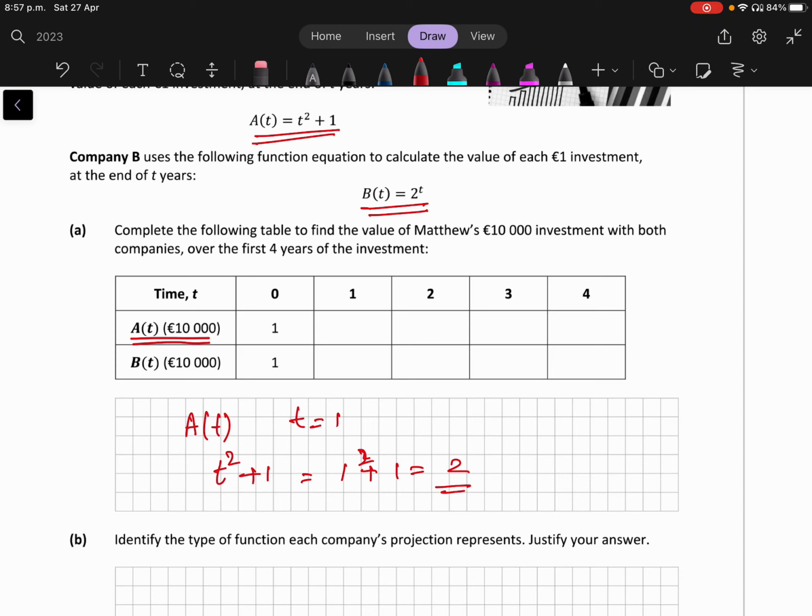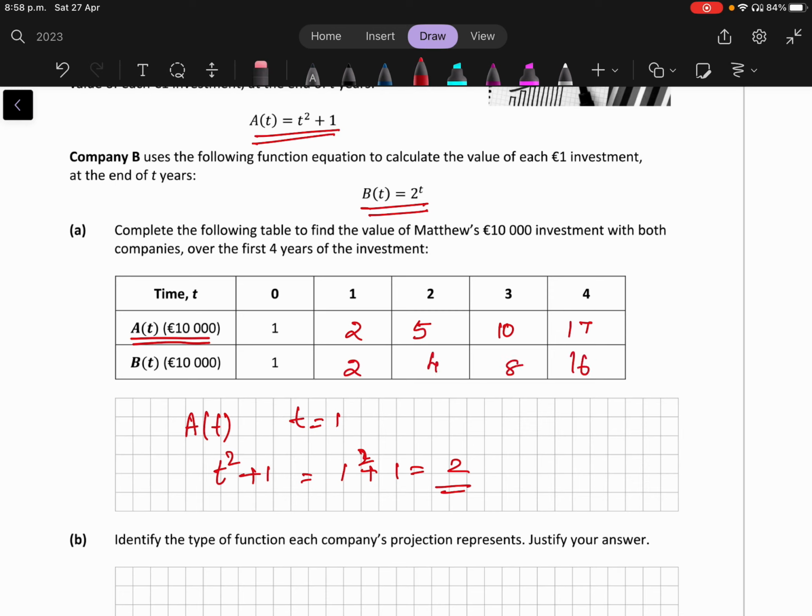So you can write this function in the calculator, and then you can give these values and get the values out of the calculator. If you don't know, please learn that off, because that will make our life very easy. Once you put that, you will get the values, which are 2, 5, 10, and 17. And for B of t, use the function 2 to the power of t, which gives 2, 4, 8, 16.